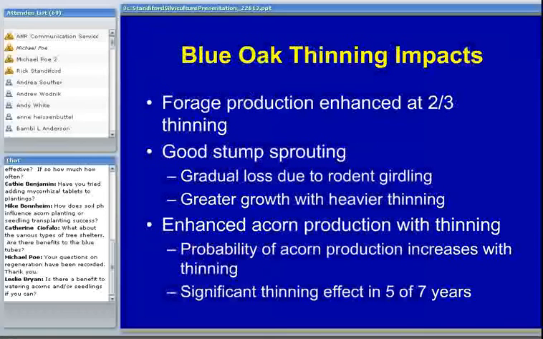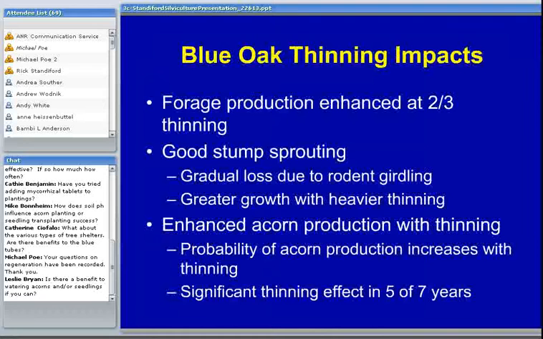So we thinned to 3 different levels, and some of the things we found out from thinning is that forage production was enhanced at the 2/3 thinning. So at the 1/3 thinning, which had about a 30% canopy cover still, the forage production wasn't significantly enhanced over the control.